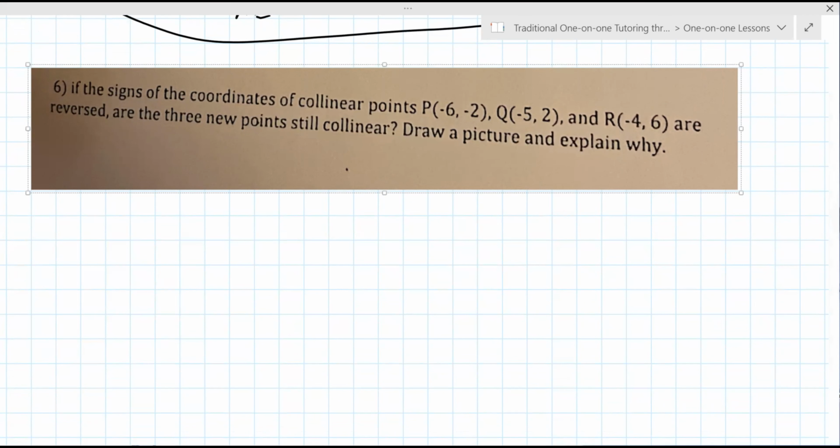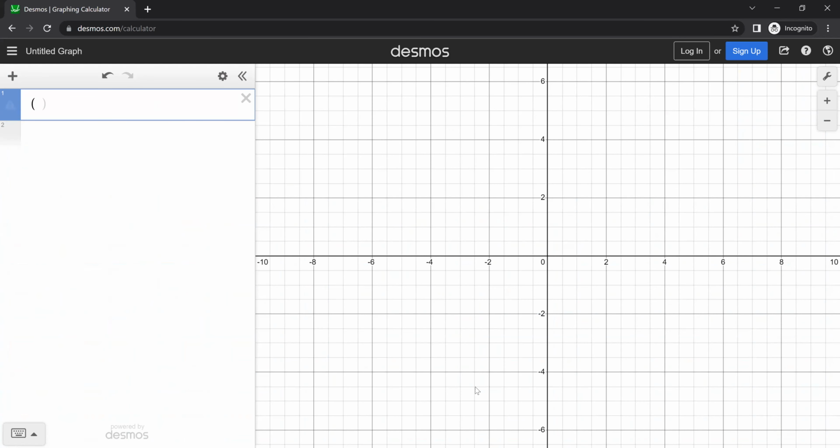Okay, so what I'm going to do here is I'm going to new share. I'm going to share my Desmos, and I'm going to label these 3 points. Okay. -6, comma, -2. We've used Desmos before. I would definitely recommend using it this school year.